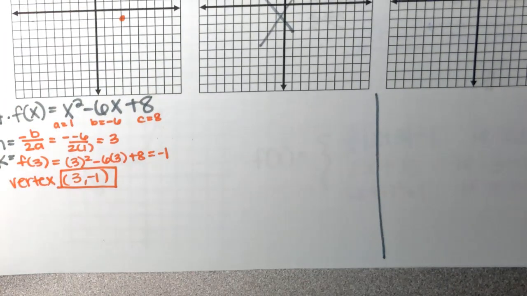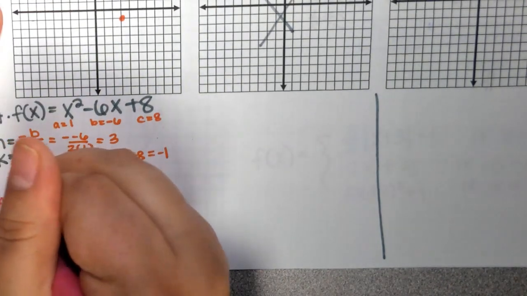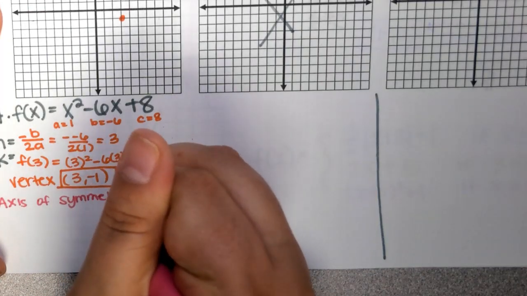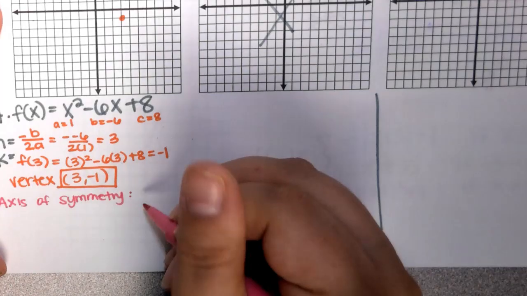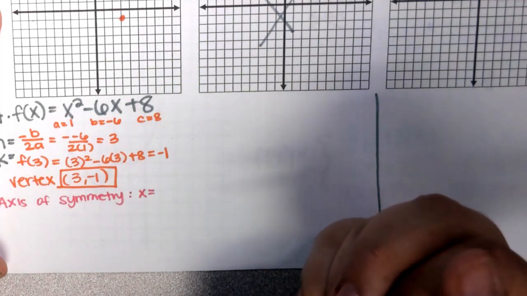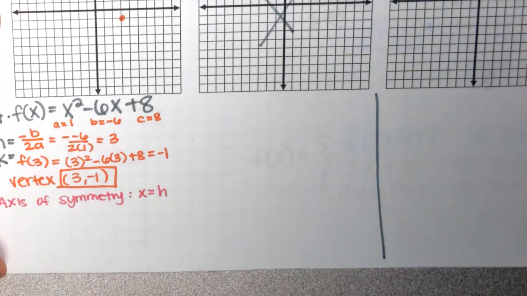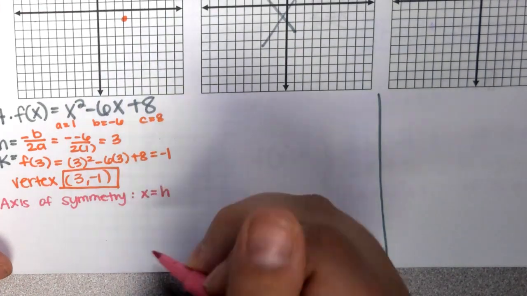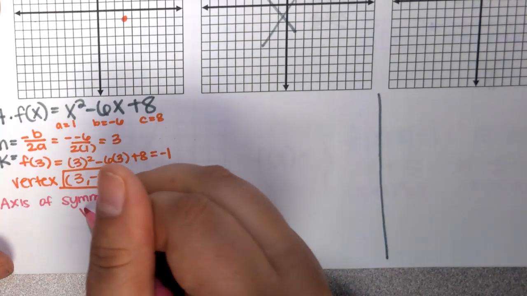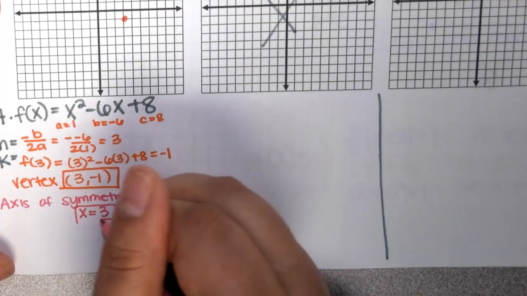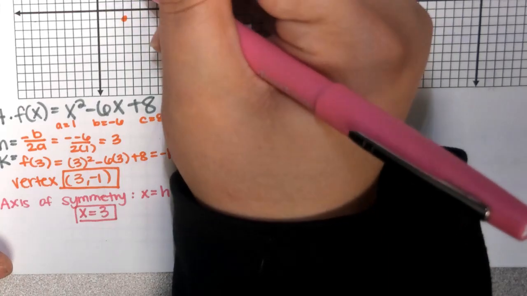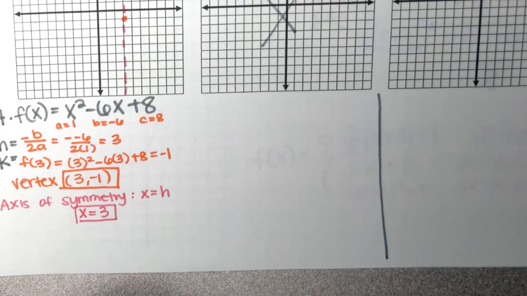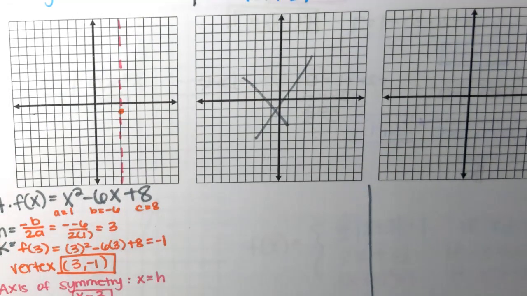My next question is, what is the axis of symmetry? What is an axis of symmetry? It is always x equals your h value. What is our h value here? So what is the axis of symmetry here? X equals 3. And your axis of symmetry is the line that cuts your parabola in half. It looks like an asymptote, but it's not really. It's just there to cut your parabola in half.